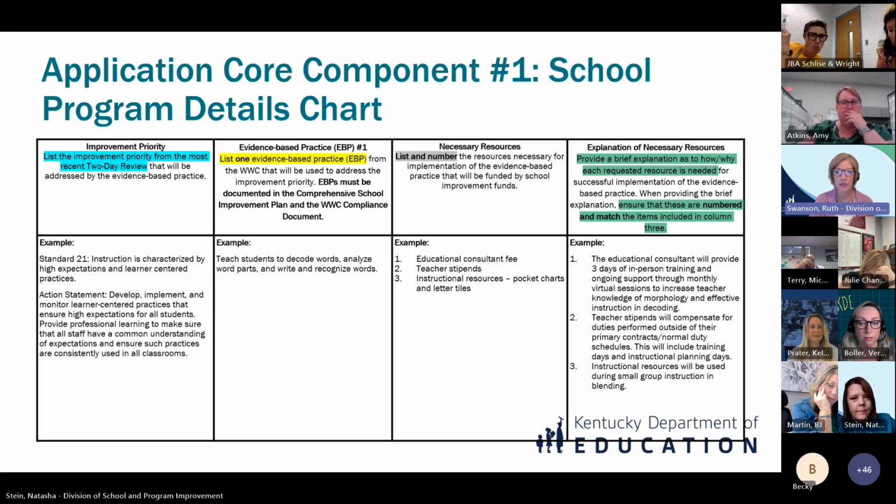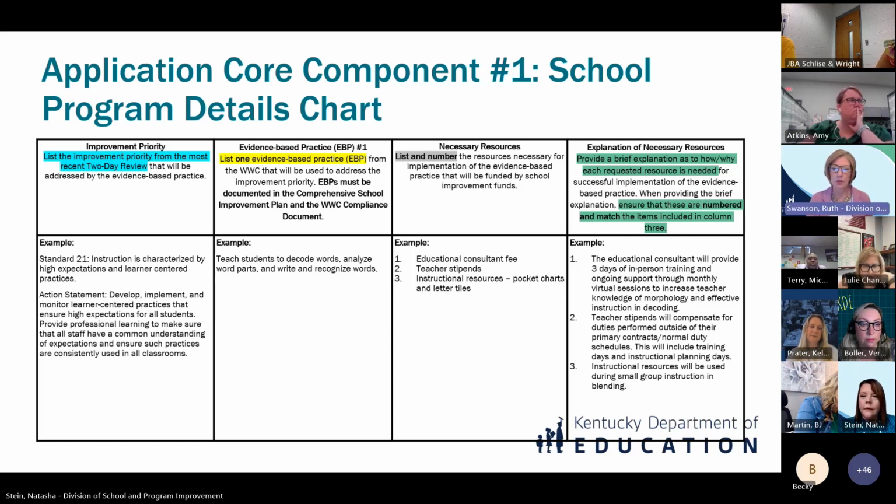And you can see, that should be taken straight from your 2-day review report. On the example, this one happened to be aligned to Standard 21, which was all about instructional expectations and practices. So right away as a reviewer, if I'm looking at this improvement priority, I know that I expect to see resources and activities that are going to focus on instructional practices or instructional expectations.